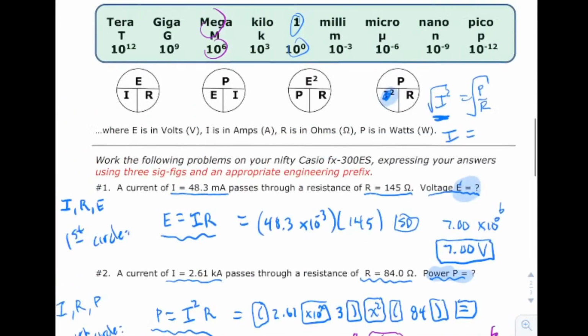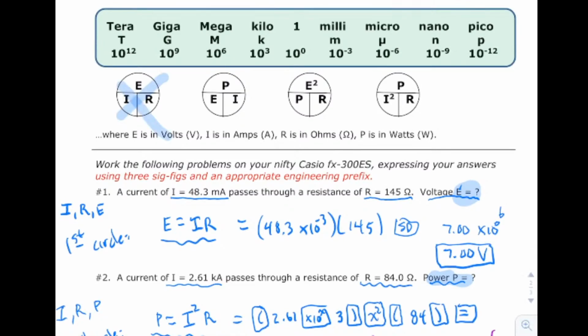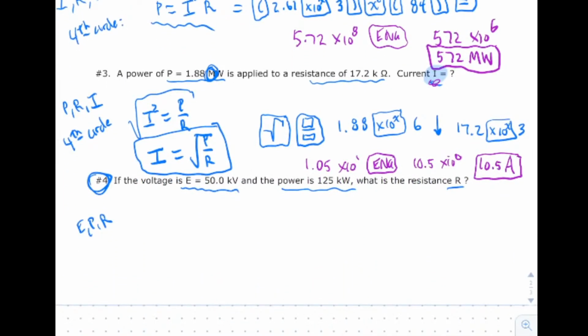So come back up here, erase a lot of this stuff that we don't need anymore. Okay, we need the one that has the E, the P, and the R. So this doesn't have a P. This doesn't have an R. There it is. That's the one we're going to use. It has the E, the P, and the R. So I'm going to write down here, third circle.